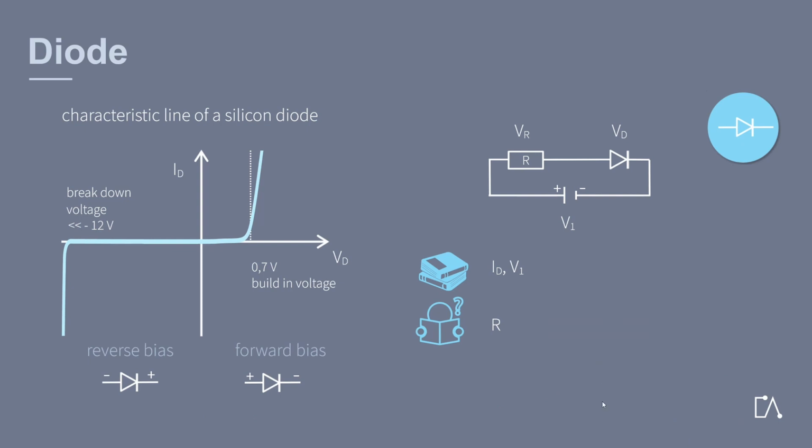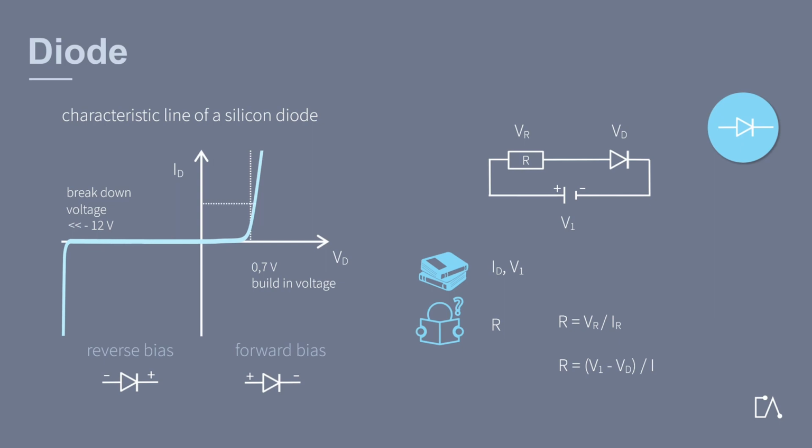To calculate the resistance we start with the basics. Ohm's law tells us, the resistance is the quotient of the voltage dropping over the resistor and the current flowing through it. Now we can use Kirchhoff's laws to calculate the voltage, which is V1 minus Vd. And the current flowing through the resistor is the same as everywhere else in the circuit, because it is a series circuit. But how do we know the voltage drop over the diode?